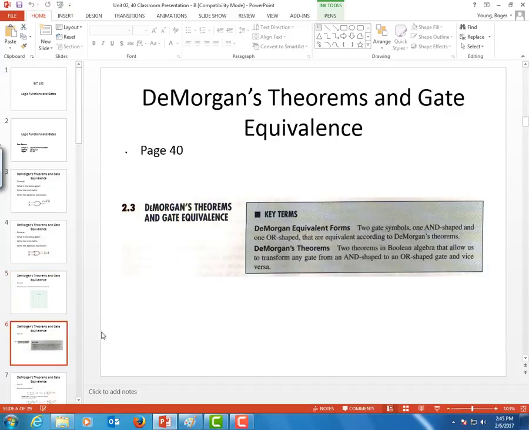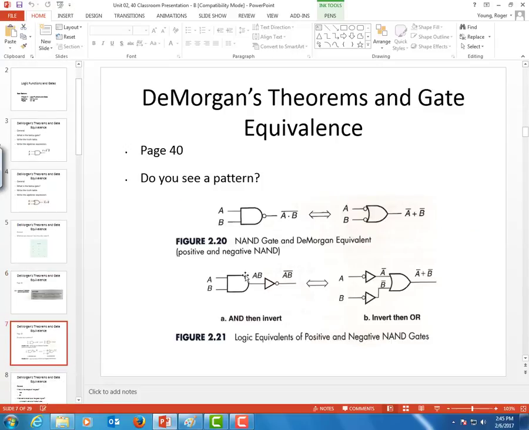Now, this is DeMorgan's theorem. Two gate symbols, one AND shaped and one OR shaped, that are equivalent according to Morgan's theorems. Two theorems in Boolean algebra allow us to transform any gate from an AND shape to an OR gate and vice versa. They didn't talk about the inputs there, but I'm going to talk to you. So notice what happened. You change your gate from an AND to an OR, invert the output.